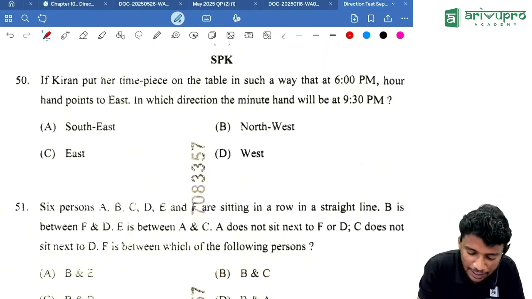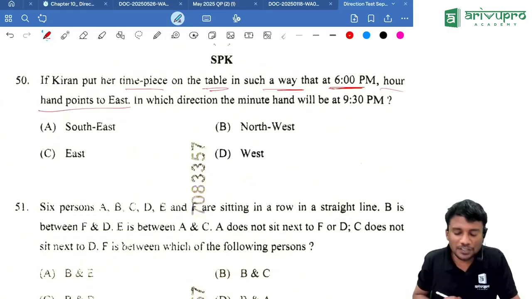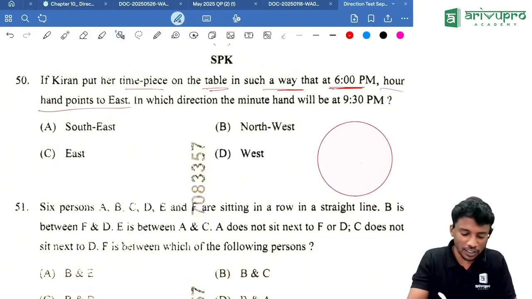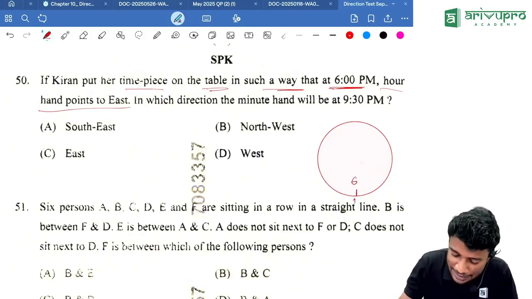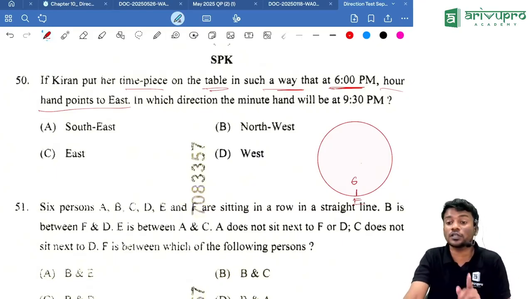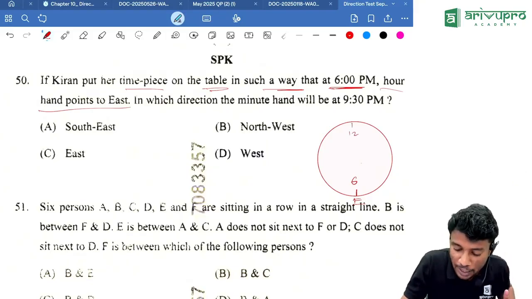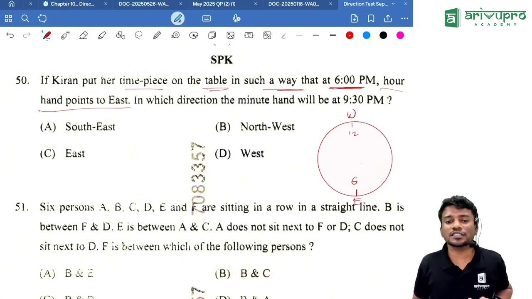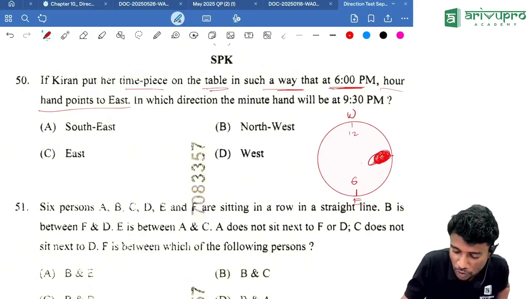Now, the final question from the direction test. If Kiran put her timepiece on the table in such a way that at 6 p.m. the hour hand points towards east, we will draw one circle for your understanding. A circle is there, that means a clock is there. Then 6 is east. Opposite of east is what? That means 12 is west. Then right of west is north, so 3 is north.